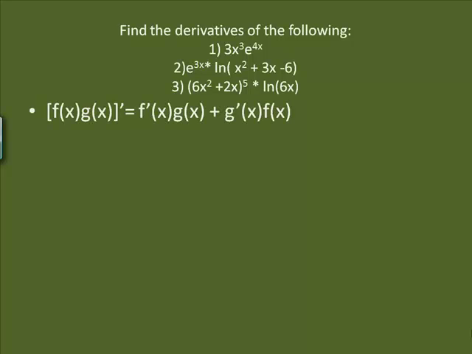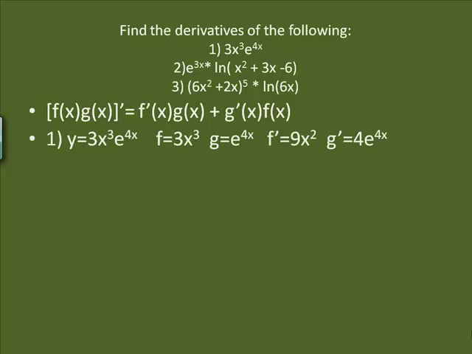It says if you have one function times another, and you want to take the derivative, it will be the derivative of the first function times the second, plus the derivative of the second times the first. So let's start with the first function we have, 3x cubed times e to the 4x. First, we label our first function f, which will be our 3x cubed, and the second function g, which will be e to the 4x.